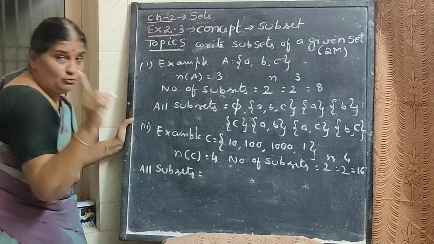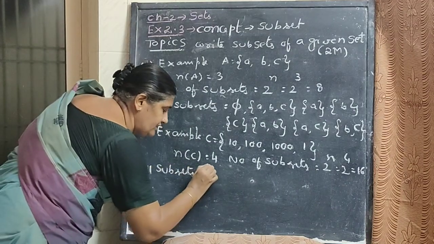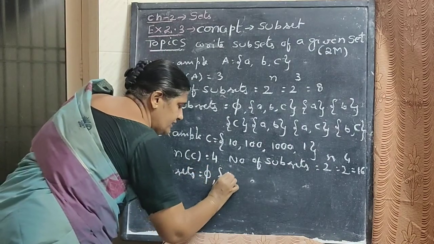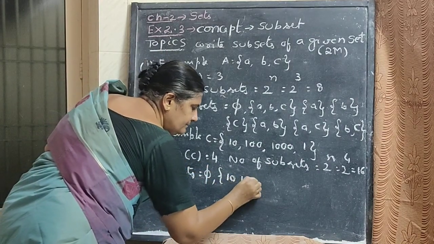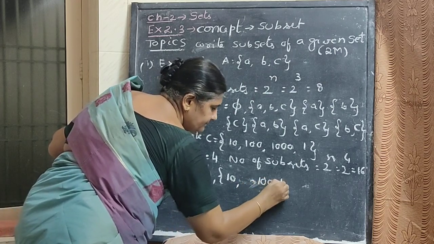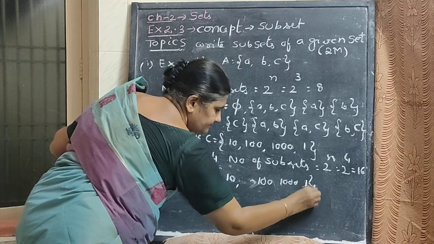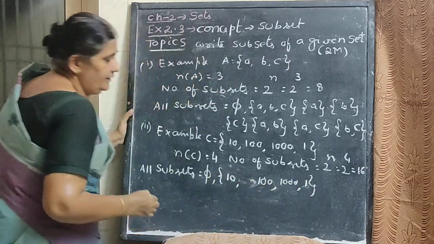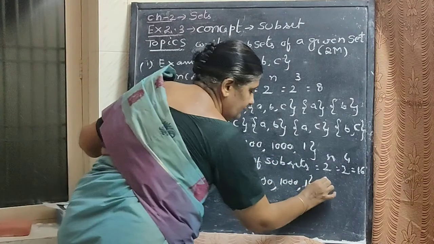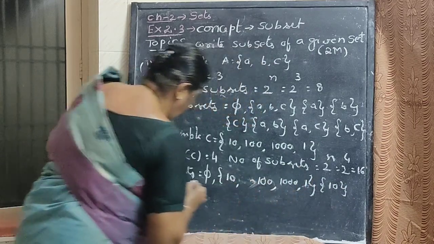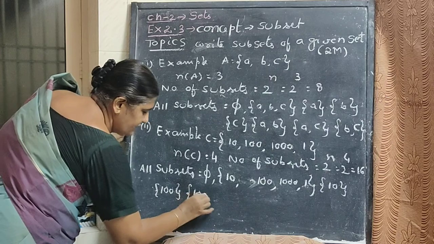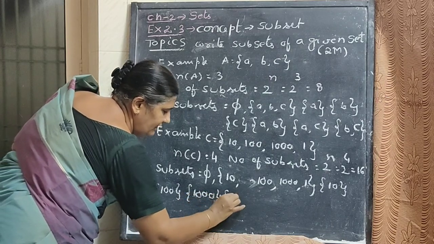So, what is the first concept? Null set is a subset of every set. For any set, the null set is a subset. The given set is a subset of itself: 10, 100, 1000 and 1. And again, each element is a subset of the given set. What is the first element? 10. Next one? 100. Next one? 1000. Next one? 1. One element is over.